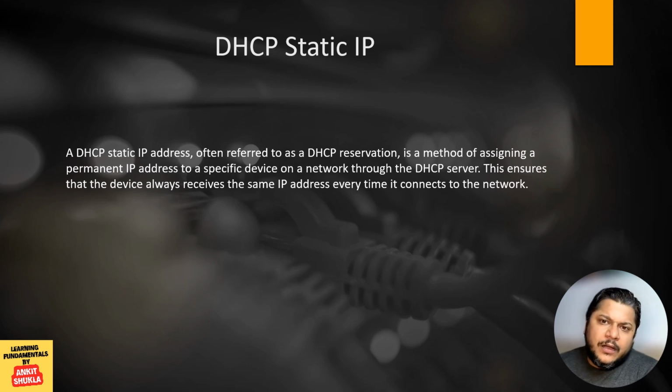DHCP static IP is often called DHCP reservation or static lease. It combines the benefits of dynamic IP allocation with the stability of a static IP address. Here's a detailed explanation of it. There are two types of IP allocation in DHCP. One is dynamic IP, one is static IP. We've already studied about it in the first chapter of network fundamentals. DHCP static IP is a method where you reserve a specific IP address for a device using DHCP, ensuring that the device always receives the same IP address each time it connects to the network.